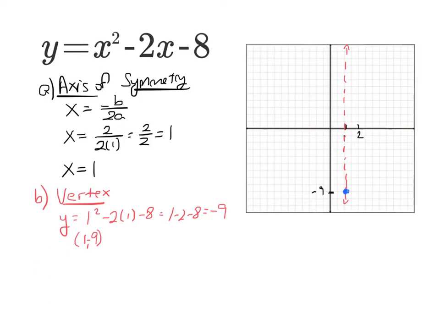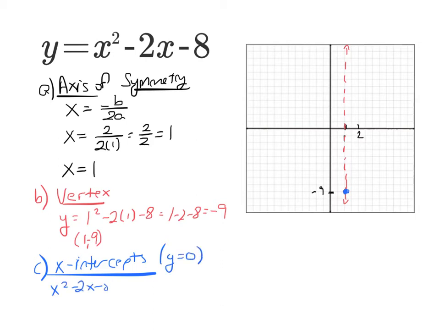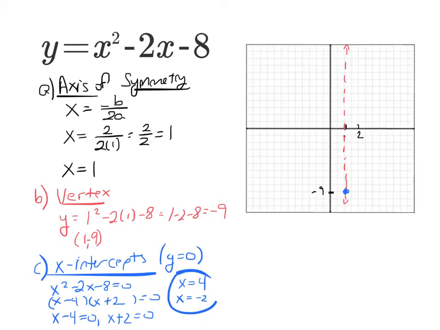The next thing we're going to find are our x-intercepts. That's where the graph intersects the x-axis. And we can find that by setting y equal to 0. So if we set this equation equal to 0 and solve, we get that x must be equal to 4 and negative 2. So those are our x-intercepts at 4 and negative 2.